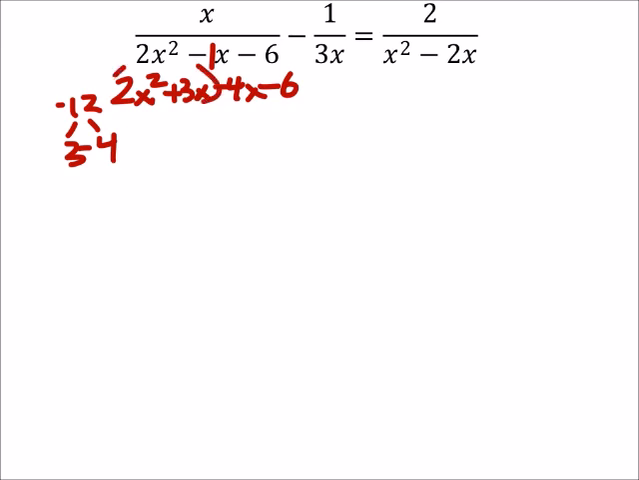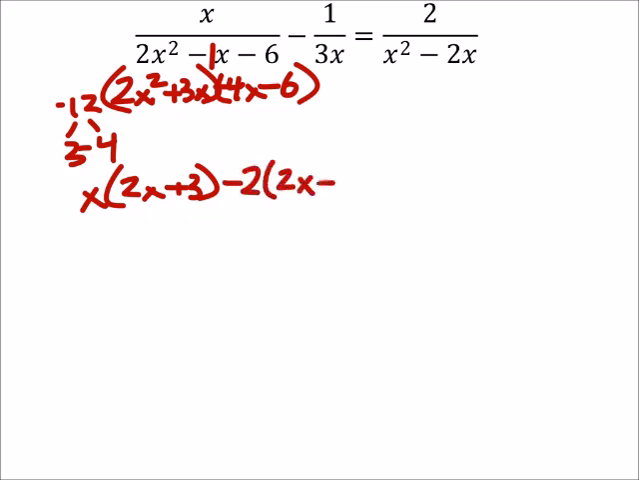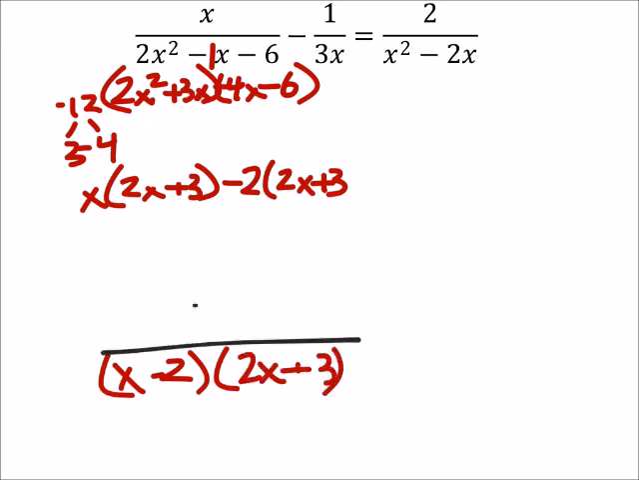And from here, we can factor out from these two terms an x, leaving us with 2x plus 3. And from these two terms, we can factor out a negative 2, leaving us with 2x plus 3. So the denominator there factors out into x minus 2 times 2x plus 3. That's our first denominator. Then we're going to subtract this from 1 over 3x.